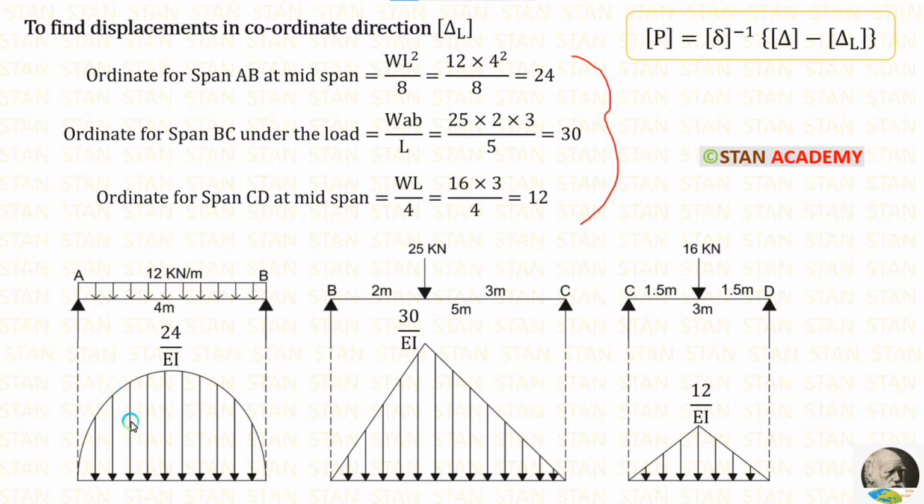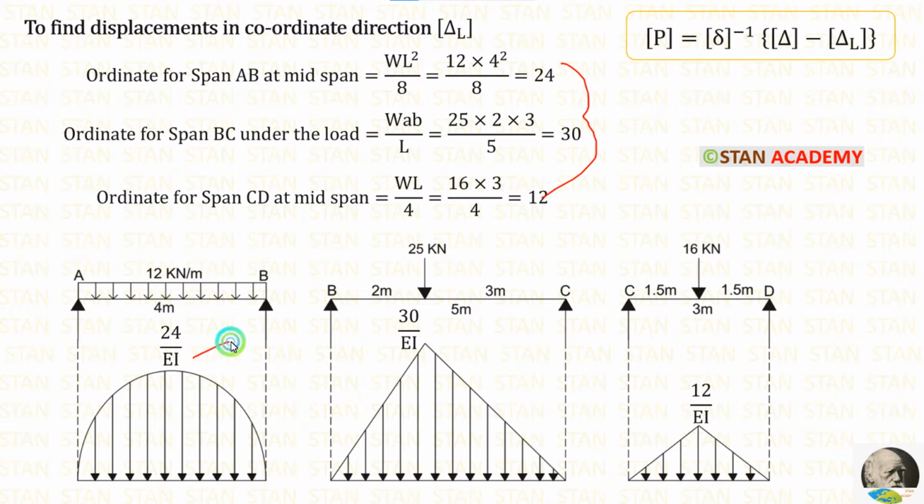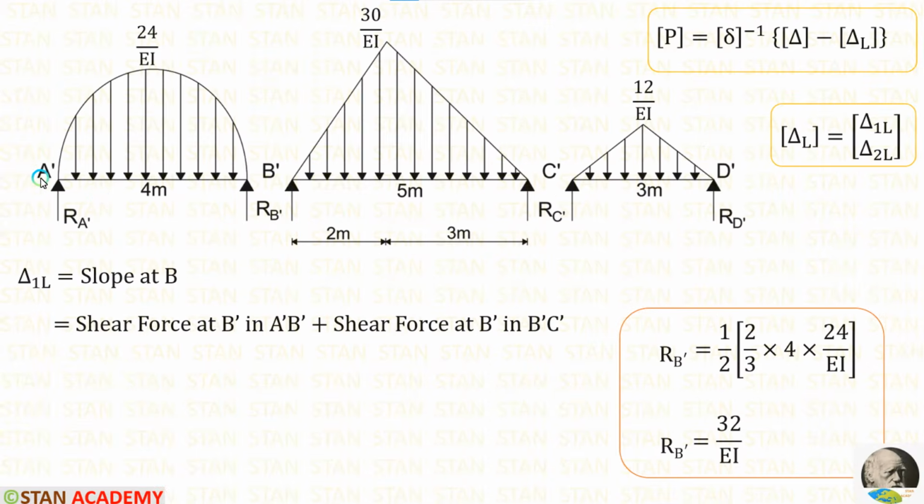Using these values, we can make the diagrams. For the UDL, the diagram will be in the parabolic shape. For the point loads, the diagram will be in a triangular shape. In the conjugate beams, we have to divide the moment values by EI. Here we are having three conjugate beams: A dash B dash, B dash C dash and C dash D dash. In these conjugate beams, we have to calculate the delta L matrix.